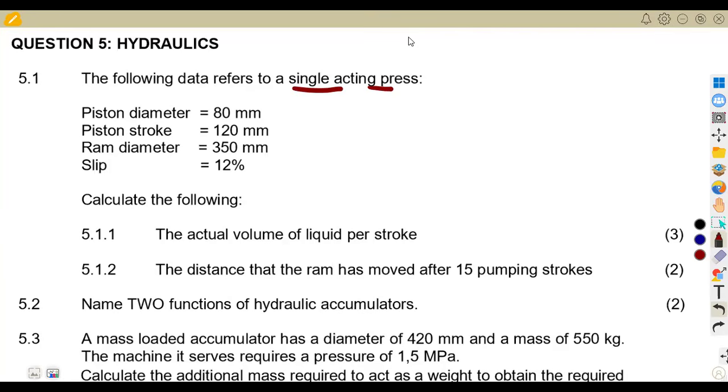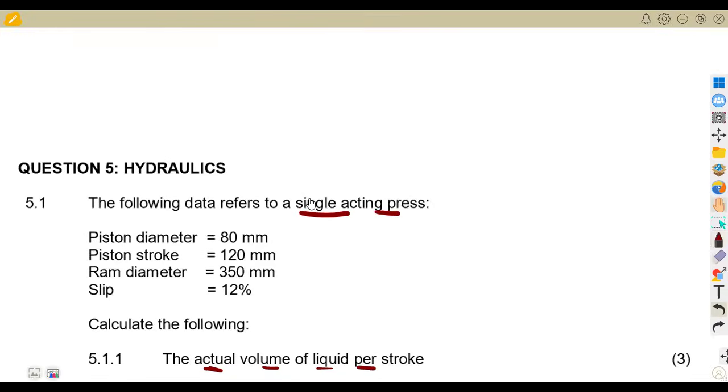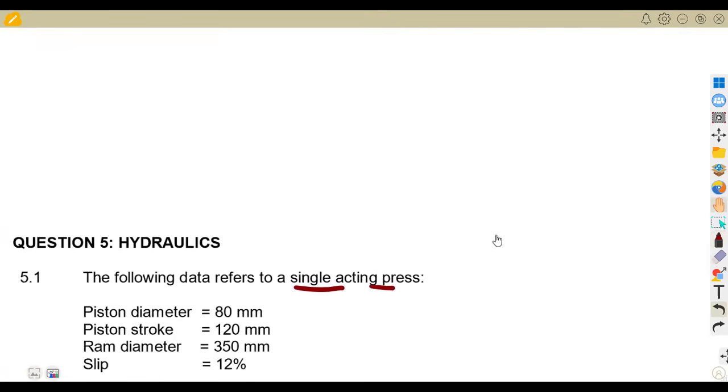All right. So given the piston diameter, the piston stroke, the ram diameter, and the slip, we're asked to calculate the actual volume of the liquid per stroke and the distance and so on. I'm going to write this here from the information that we are given. This is the piston diameter. Then we've got the piston stroke and also the ram diameter. This is just a simple hydraulic press that you're given.